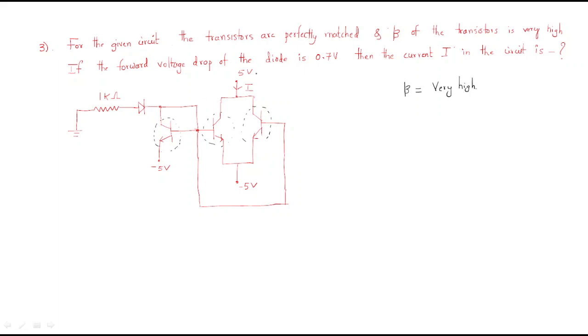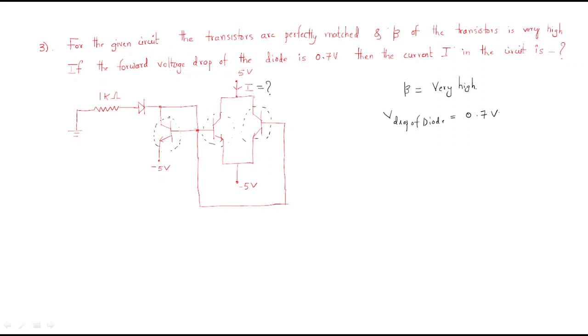If the forward voltage drop of the diode is 0.7 volts, so this has the 0.7 volts drop. This is the diode drop. Drop of diode is 0.7 volts. Then the current I in the circuit, this is the current I in the circuit. So he is asked to find this value.